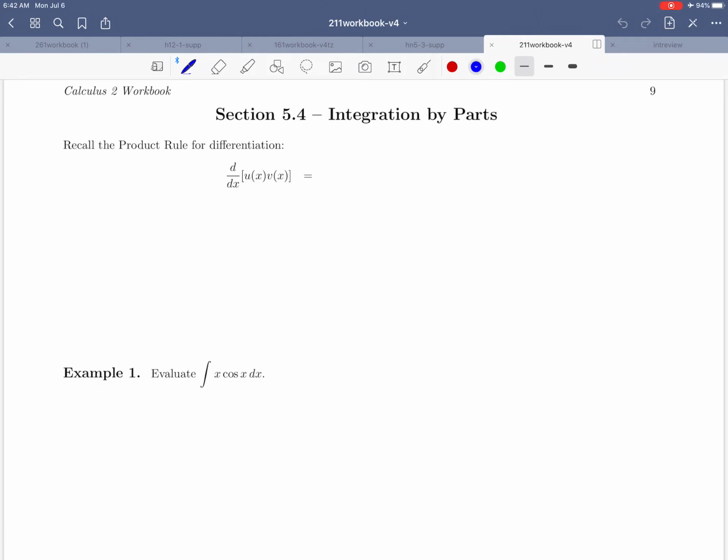Hello everybody, and welcome to the beginning of section 5.4. We're looking at page 9 in the workbook, and the topic of this section is called integration by parts.